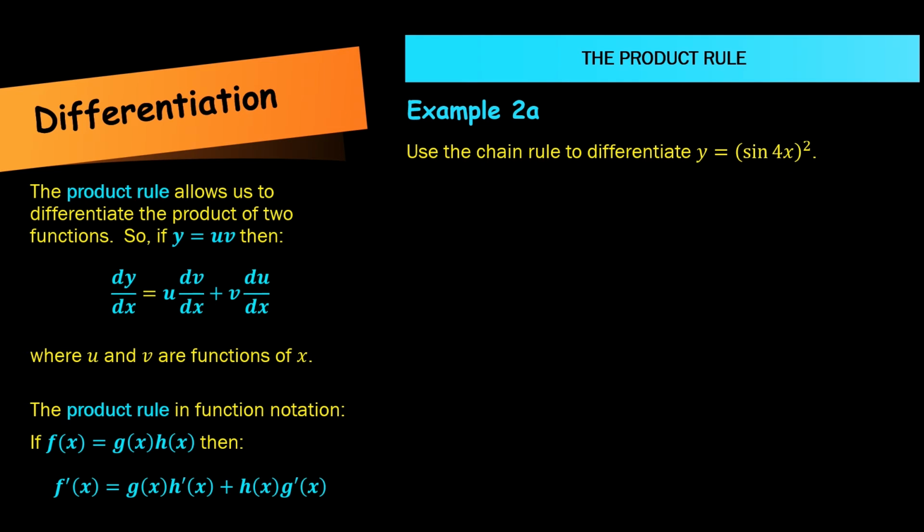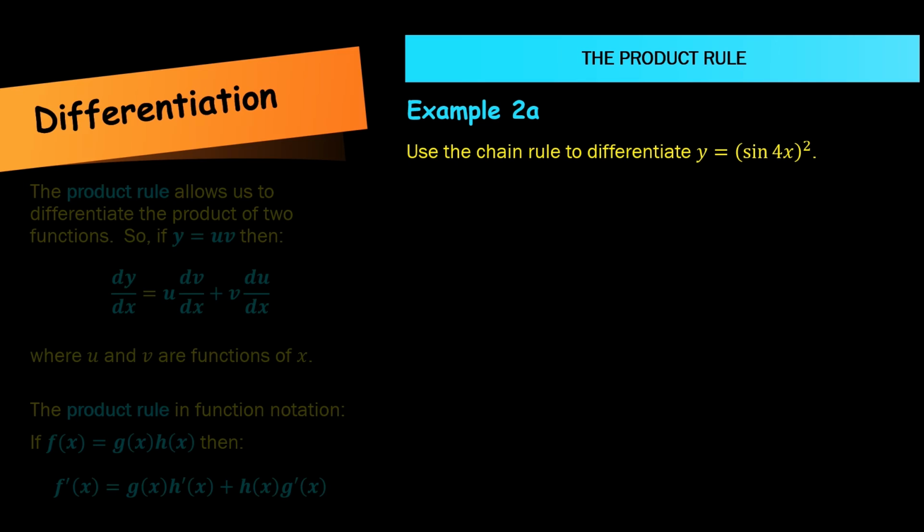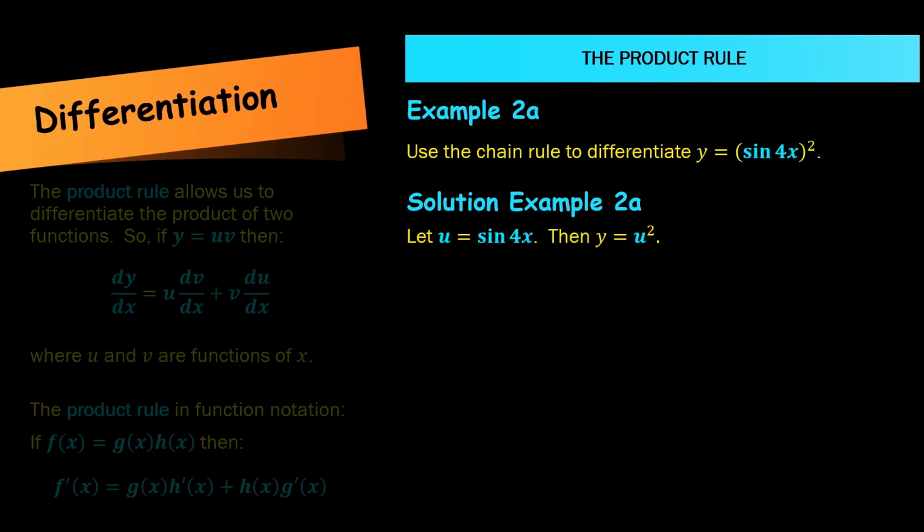So let's solve part A first. We are required to use the chain rule to differentiate y equals sine 4x all squared. So let's solve this. We're going to begin by letting u equal sine 4x. This implies that y equals u squared. So we have that du dx equals 4 cos 4x and dy du equals 2u.